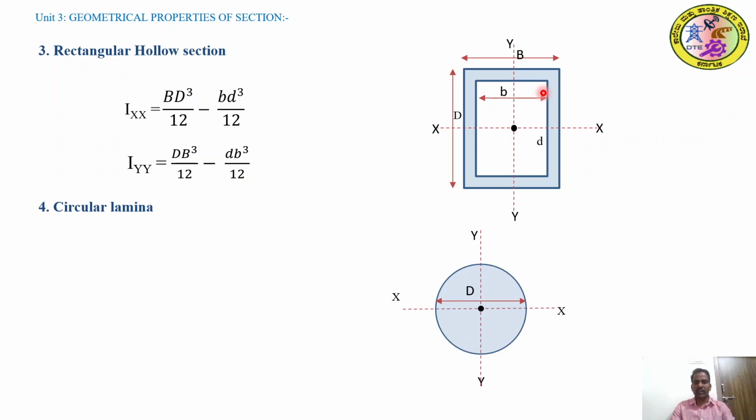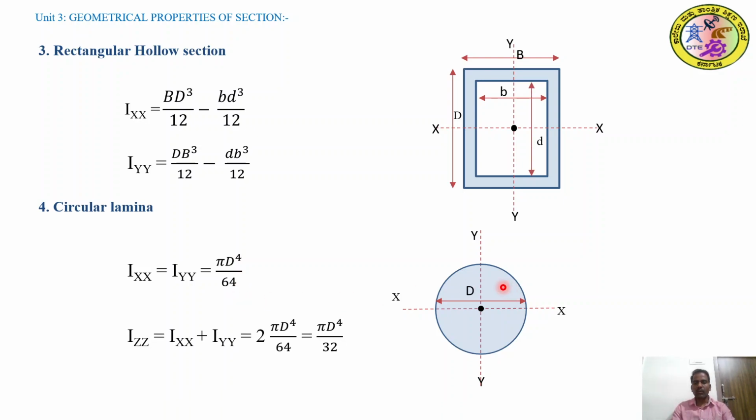Now let's move on to the circular lamina. Here we have a circle and it is having a diameter d. It is symmetrical about both the x-axis as well as y axis. Therefore, the moment of inertia along x axis and y axis is pi d power 4 by 64. And if you are going to find out the moment of inertia along the z axis, that is zz axis, it is moment of inertia along x axis plus moment of inertia along y axis. It is 2 times pi d power 4 by 64. So it is pi d power 4 by 32.